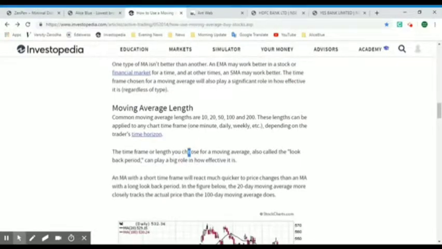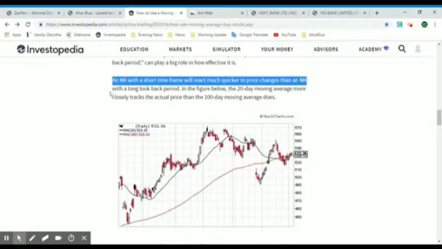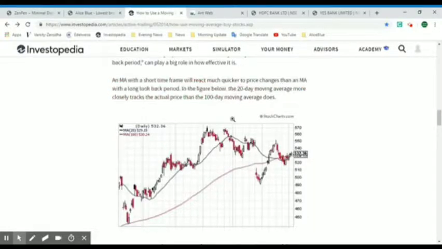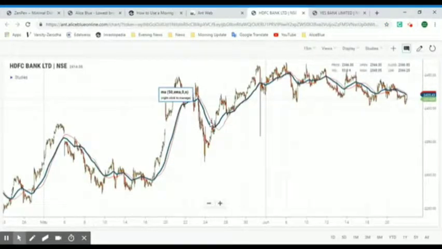So let's look at what moving average lengths you can use. The most common ones are the 10-day moving average, 20, 50, 100, and 200. You can apply these to any chart time frame: 1 minute chart, daily chart, weekly chart, and so on, depending on the trader's preference. A moving average with a shorter time frame will react much quicker to price changes than a moving average with a long lookback period, as I've already shown with the difference between the 50-day period and the 200-day period.